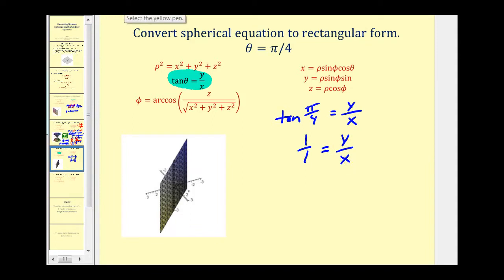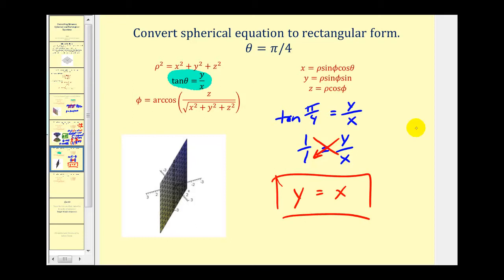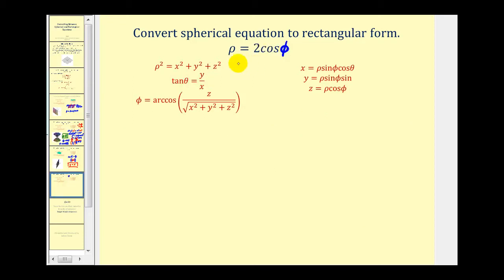Now we have a proportion. We can just cross multiply. So y times 1 would be y equals 1 times x, or x. So the equation y equals x graphed in the xyz coordinate system would produce this plane here. And this would be the equation in rectangular form. Let's go and take a look at one more. Here we have rho equals 2 cosine phi. Here we want to convert the equation rho equals 2 cosine phi into rectangular form.